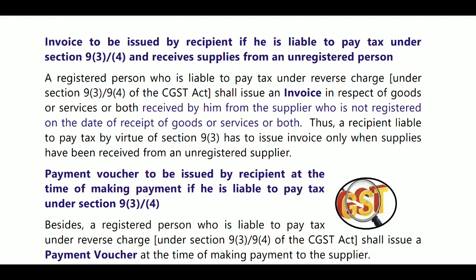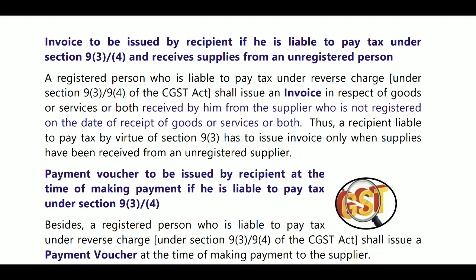Here we receive supplies taxable under the reverse charge mechanism, the same as the above case we discussed. And here section 9.3 and section 9.4 will be discussed. In case of section 9.3 and section 9.4, where the supplier is an unregistered person, then the recipient shall issue the invoice.